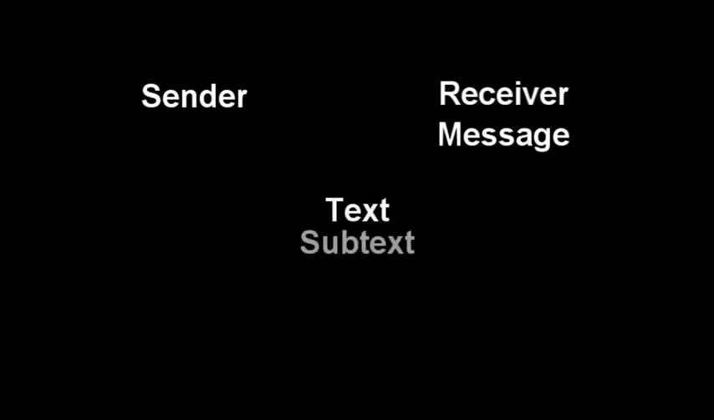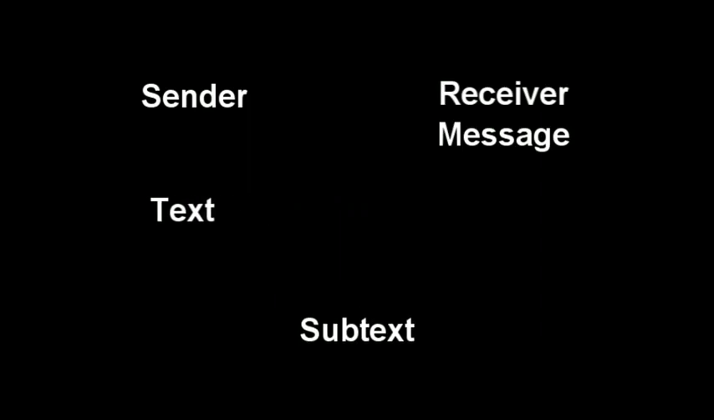First of all, the sender goes through the process of encoding a message. Encoding is the process of organizing the message for its own purposes. After this is done, a message is sent through a channel to a receiver. Now, the nature of this message has two parts, a text and a subtext. The text are the actual words used in the message.